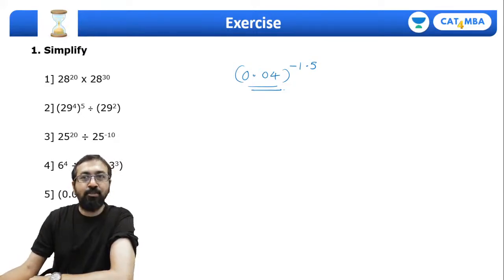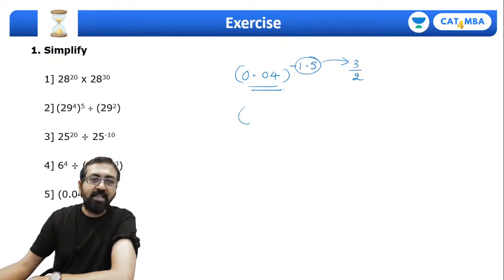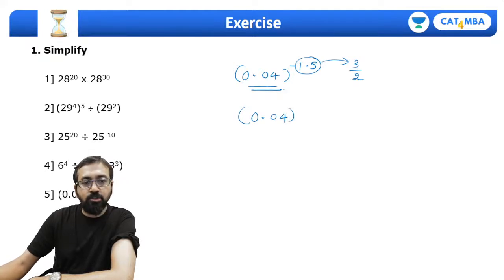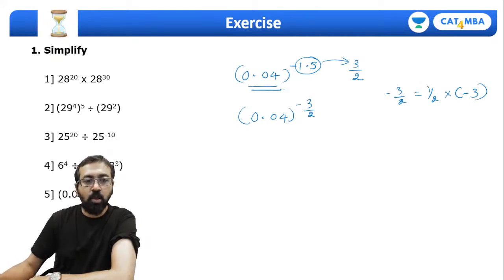Okay, guys, how will we solve this? So whenever you have these decimal powers, try to convert it to a fraction. So 1.5 is nothing but 3 by 2, right? Okay, so let's see how we should do this question. There are a couple of ways. Of course, I'm taking a slightly shorter way. So I'll write 0.04 whole raised to minus 3 by 2. Now this minus 3 by 2 can also be written as 1 by 2 into minus 3. Right, very simple. So this is 0.04 raised to 1 by 2, whole raised to minus 3.